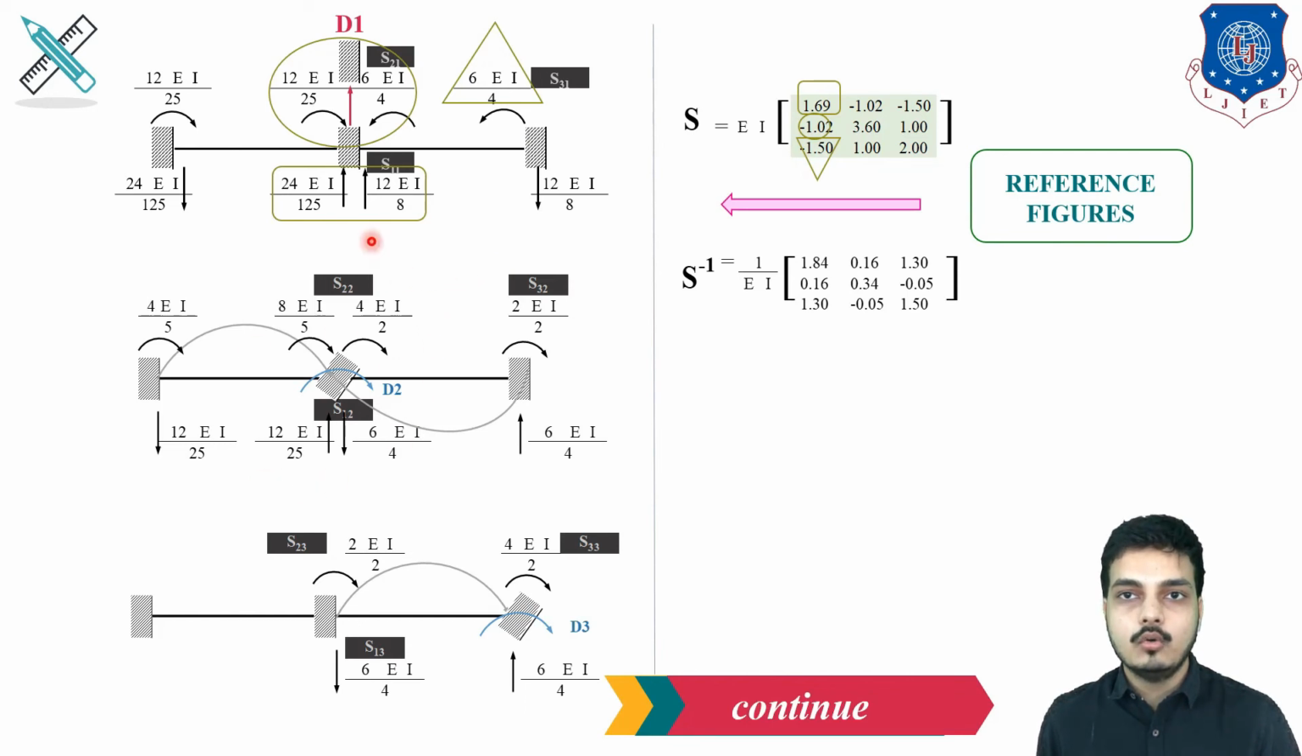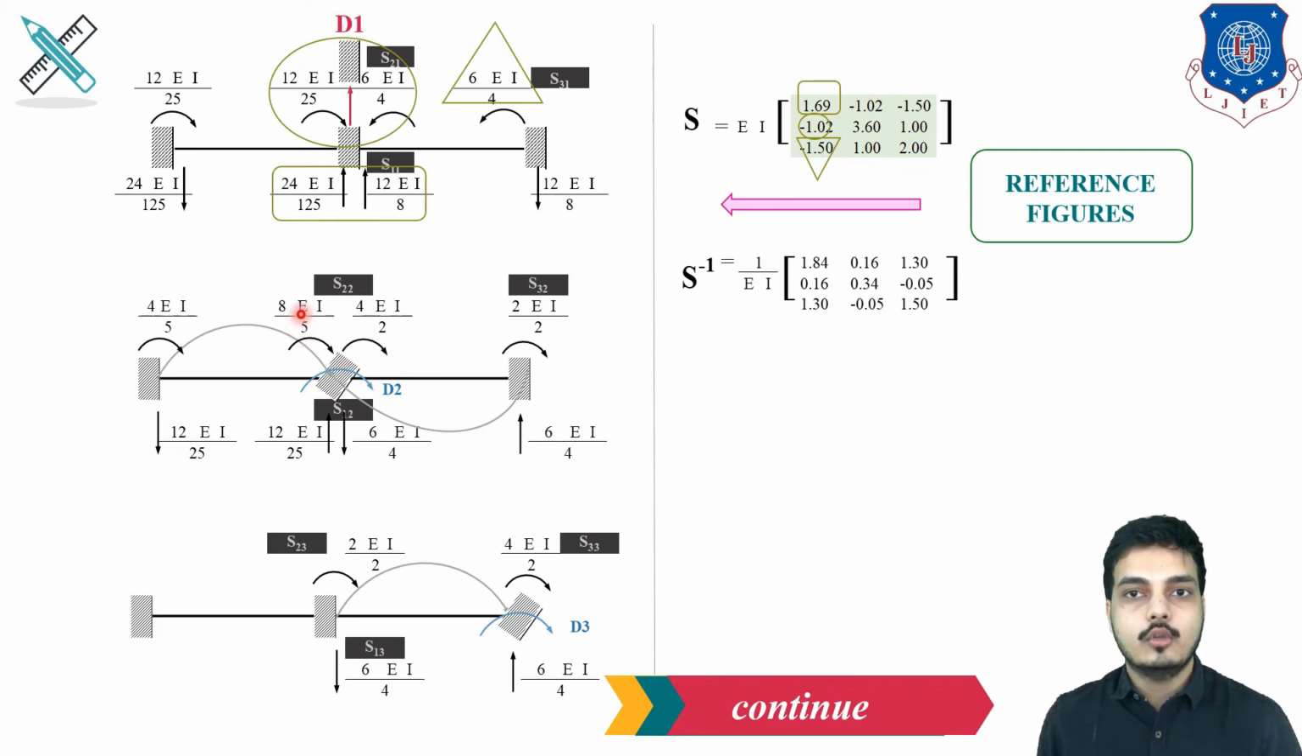In column number 2, mark that we have to use reaction as unknown number 1, moment as unknown number 2 and moment as unknown number 3. So here it is going up, here it is going down. So plus 12 by 25 minus 6 by 4 will give minus 1.02.